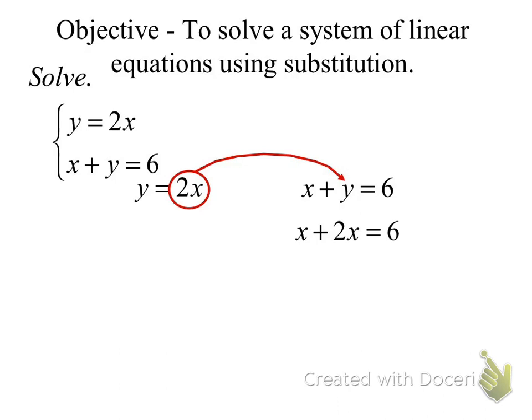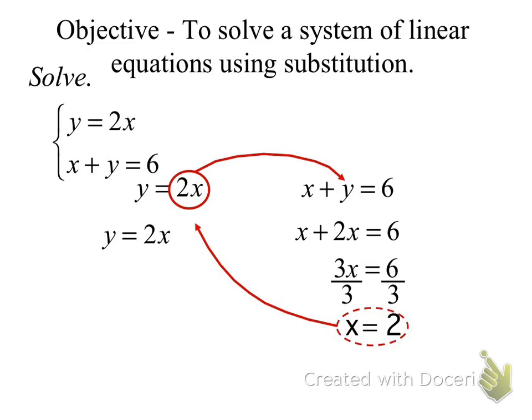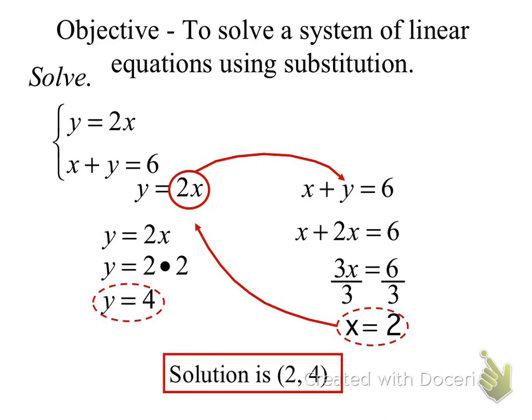x plus 2x makes 3x equals 6. Divide both sides by 3, and x is equal to 2. Now, if I know my x, can I figure out my y? I go back to either original equation, and I just substitute in. y equals 2 times 2. I'm going to substitute it in for the x, and so y equals 4. So what is the solution to the system? (2, 4). Your answer should look like this: put it in an ordered pair once you figure out your x and your y.